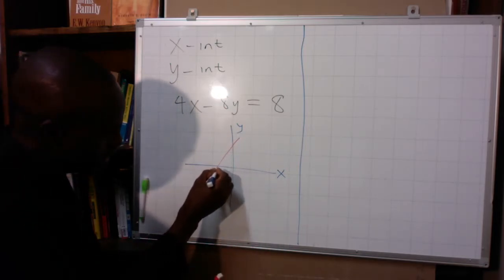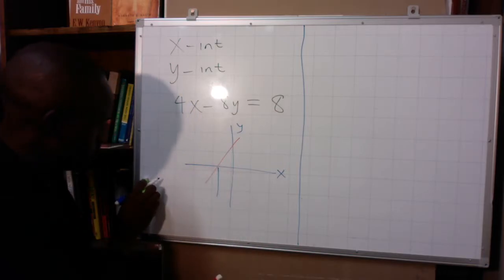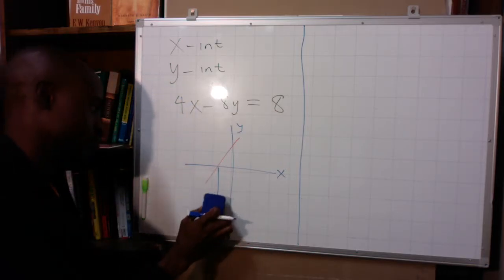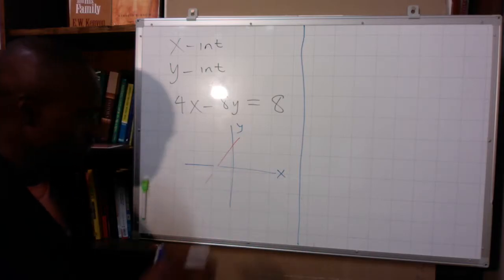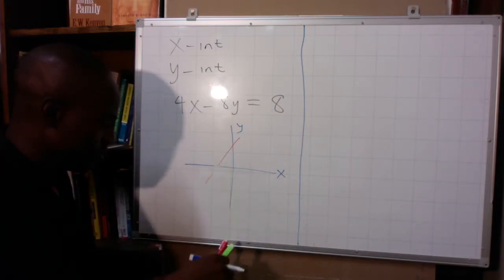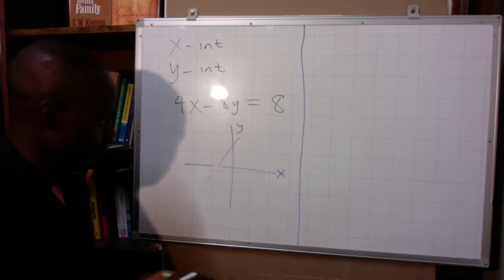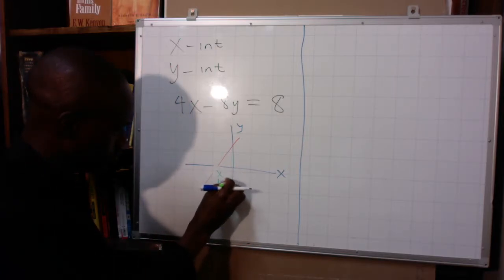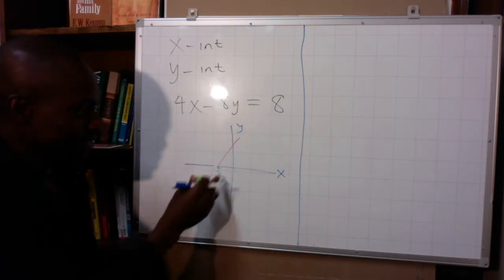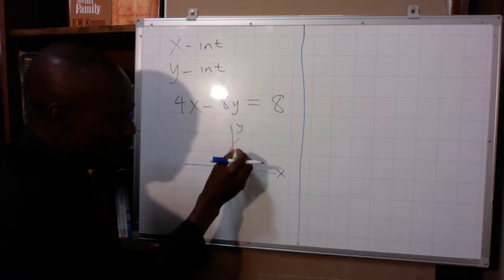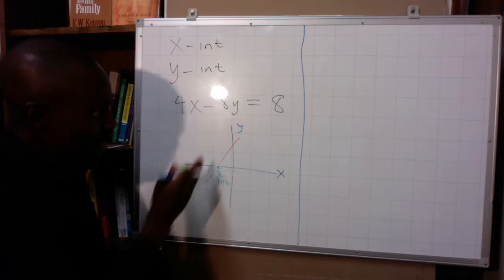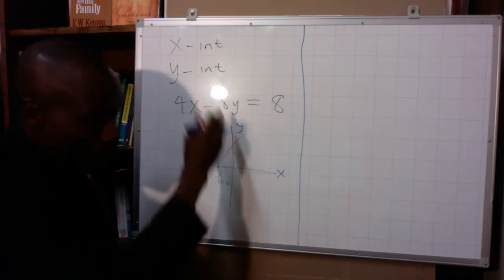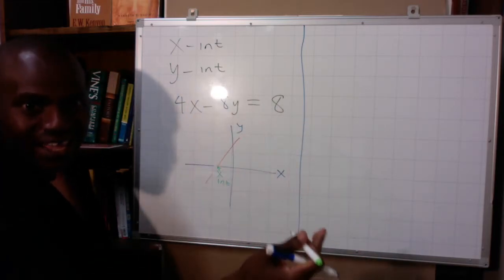This right here, I want to use a different color to differentiate from the graph. This is your x-intercept right here, the point where the line crosses the x-axis, and the point where the line that represents this equation crosses the y-axis would be your y-intercept.